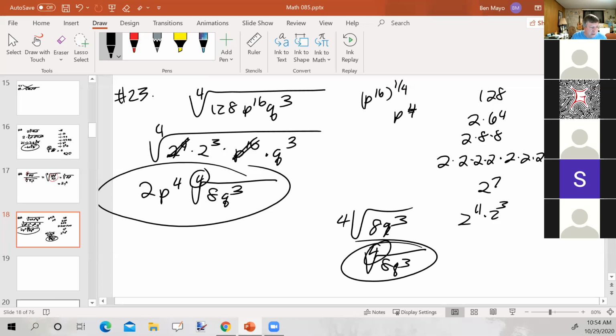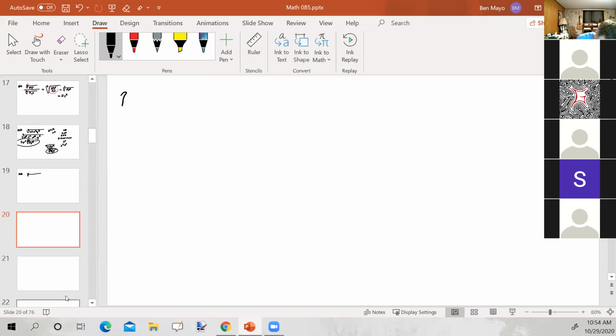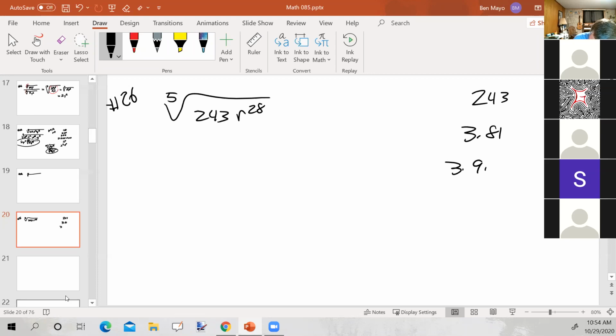Okay. Let's see here. One more of these, 26. Simplify the expression if possible. The variable represents a positive real number. We've got the fifth root of 243 r to the 28th. 243 is 3 times 81, which is 3 times 9 times 9, which is 3 times 3 times 3 times 3 times 3, which is 3 to the 5th.